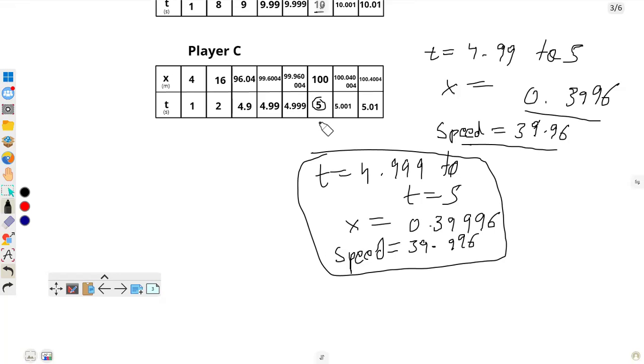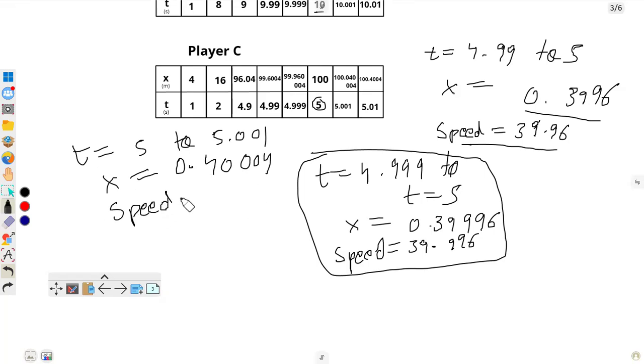So let us try to find the instantaneous speed, like the average speed during a smaller time interval. From 5 to, let's say, 5.001, we have the data, right? So that is the distance traveled in time interval from 5 to 5.001. The distance traveled is actually 0.40004. So our speed turns out to be 40.004.